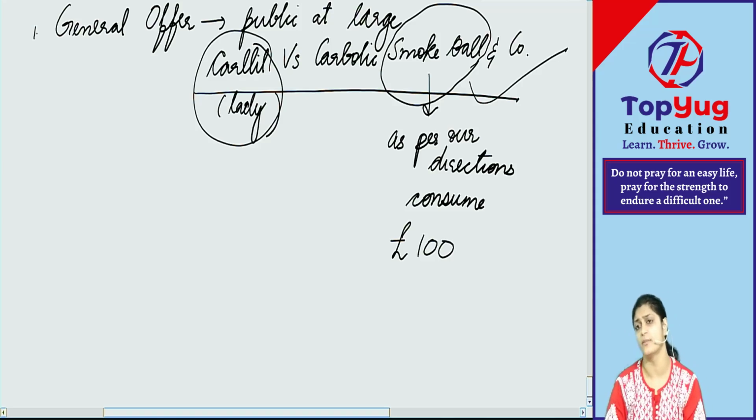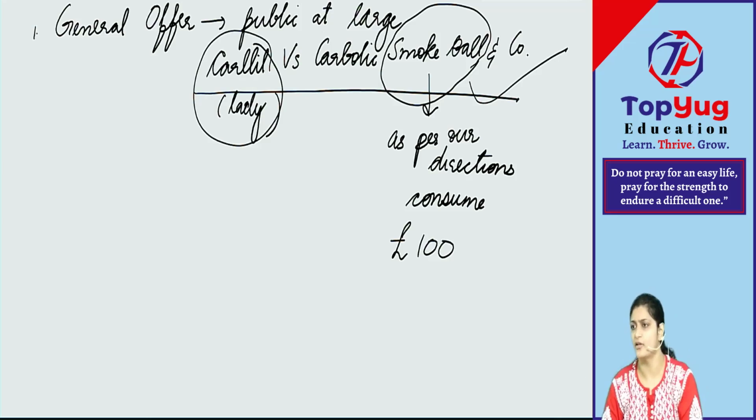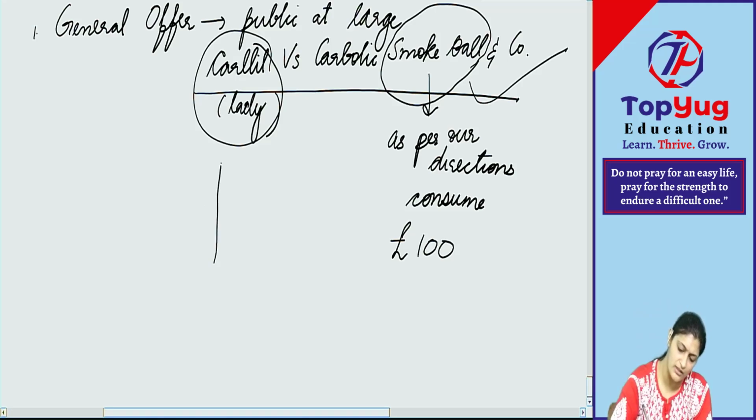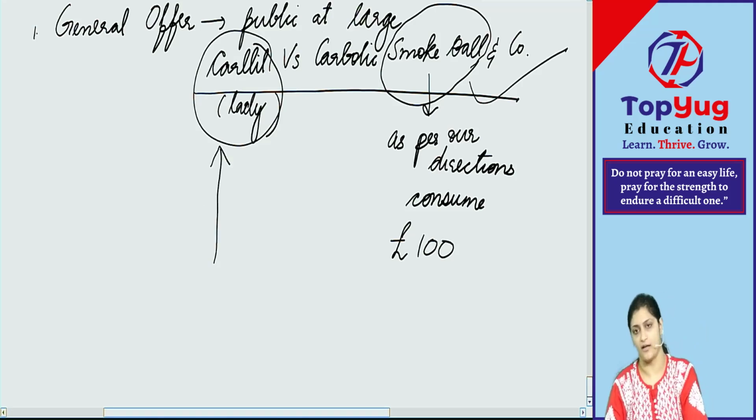But what did this company say? We did not give any offer. We never went to Carlyle and we never went to her and said that please consume smoke balls, and if you consume and you get influenza, we will pay you this much money. So what was the defense made by this company? They said that we never made any offer. But in this case, court gave the decision in the favor of this lady Carlyle.